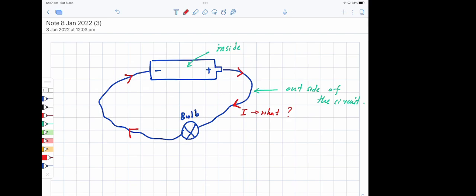But if you think about inside the battery, it is flowing from negative to positive. So inside the battery, negative to positive, that concept is important. We will discuss that when we are discussing magnetic fields. Now this is what is happening.